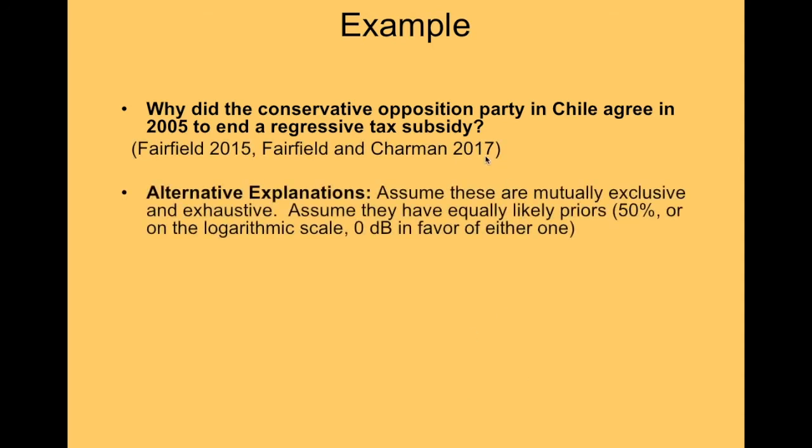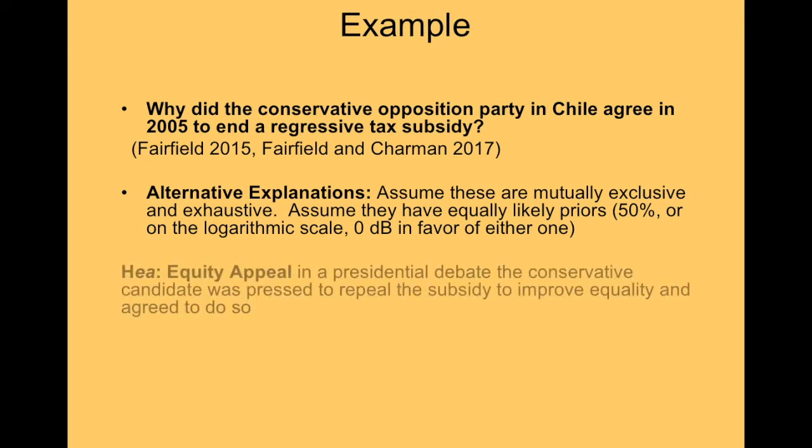This is also used in Fairfield and Charman's 2017 article as an example. So let's simplify a bit and just have two alternative explanations. And let's assume that they're mutually exclusive and exhaustive, right? You could do this again with more hypotheses if you want, but I just want to keep it simple to illustrate the logic here. So let's assume that we give equal priors to each of these hypotheses. That would be 50-50 if you're using probabilities, or if you're using logarithms, 0 decibels in favor of one hypothesis or the other. Okay, and here are our two hypotheses.